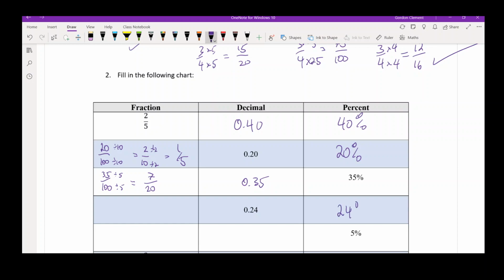0.24 is 24%. It's 24 out of 100. What goes into both of those? 4 for sure, so I'll divide by 4 first and get 6 out of 25, and that looks like the lowest terms for that.